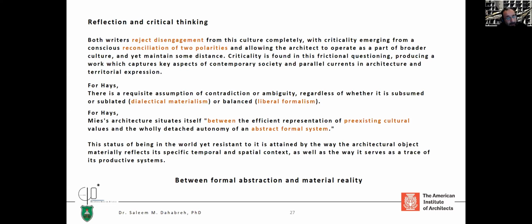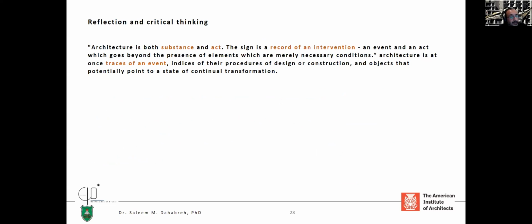For him, and that's why he was talking about Mies, he was talking about the efficient representation of pre-existing cultural values, i.e. Barcelona, and at the same time, Mies's ability to develop the abstract formal system of the planes, vertical and horizontal. So an architecture of resistance, an architecture of criticality, is an architecture that mediates, that oscillates, that moves between formal abstraction and material reality.